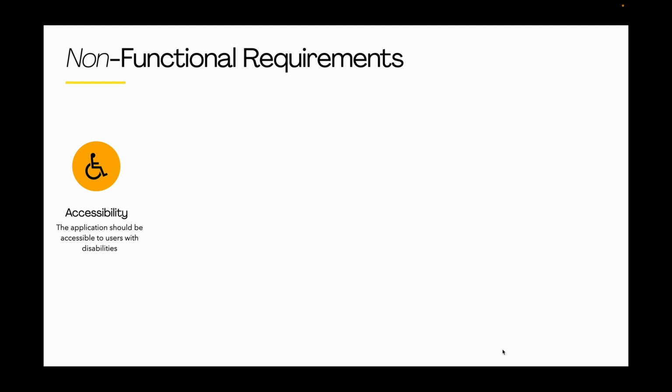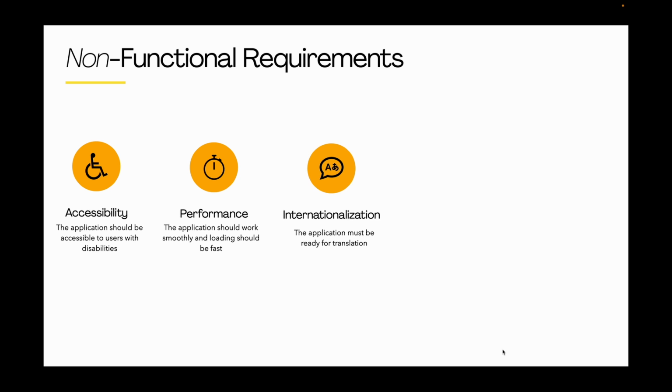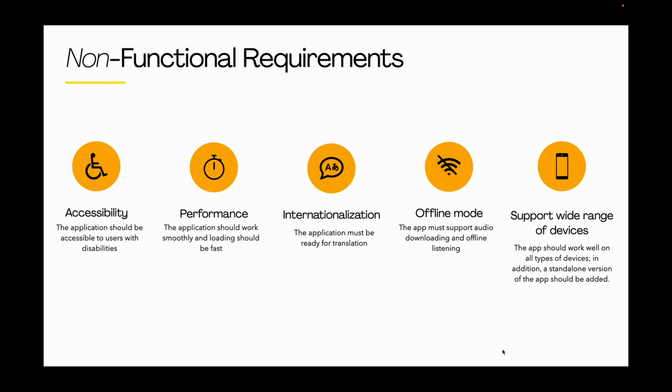The application should be accessible to people with different disabilities. It should perform efficiently. It should be internationalized. It should have an offline mode, allowing users to download tracks for offline listening, and it should work well on various types of devices. Now is a perfect moment to check all requirements with the interviewer before beginning designing. It's better to ask questions now rather than spend time developing the wrong features.